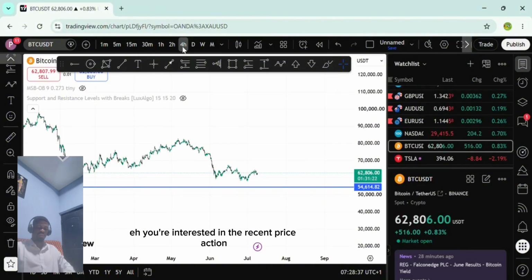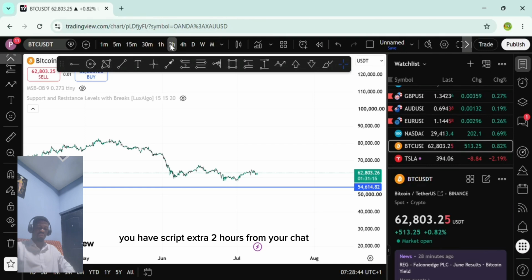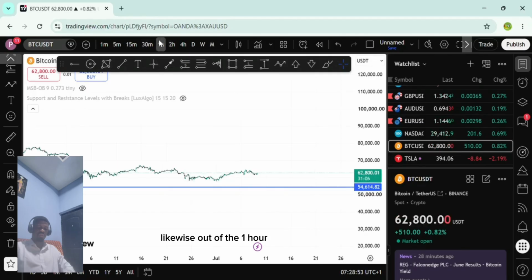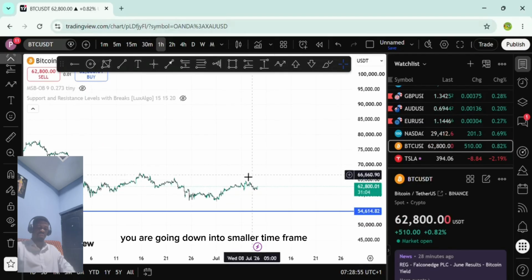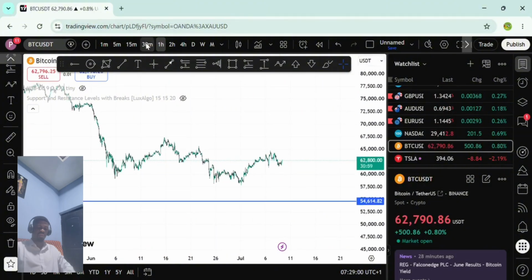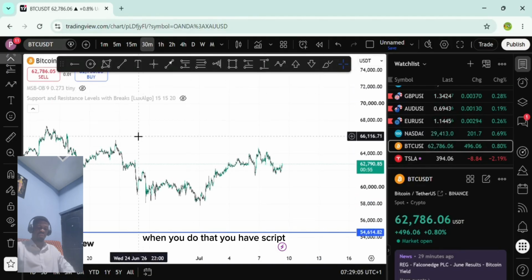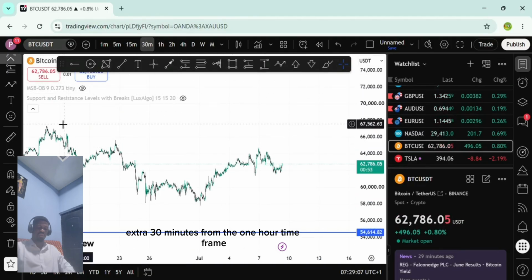You are interested in the recent price action, what the 4 hours time frame is telling you. If you go to the 2 hours time frame, you have scraped an extra 2 hours from your chart, and now you are interested in what the 2 hours is telling you. Likewise the 1 hour, you are going down into a smaller time frame to get clarity on what you are doing in the chart. The 30 minutes time frame as well. You have scraped an extra 30 minutes from the 1 hour time frame to know what the chart is saying in 30 minutes.